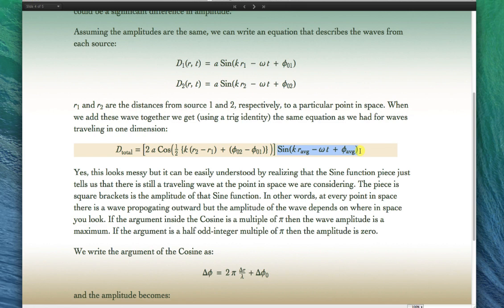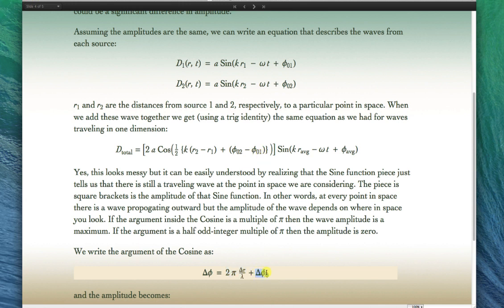All this tells you is that at any given point in space, you're going to feel, you're going to measure a traveling wave traveling outward in the r direction. But this traveling wave has a certain amplitude. This amplitude depends on some things. This amplitude is the 2a cosine of all this stuff in here. And all this stuff in the curly brackets is what we had referred to before as delta phi. So this r2 minus r1 is delta r, the difference in distance between the source and the point versus the other source and the point. And the delta Phi0 is this difference in phase constants.